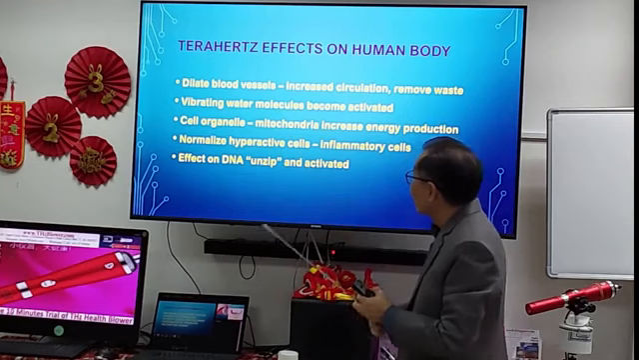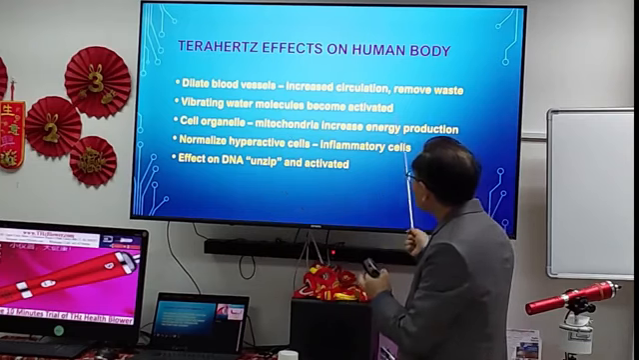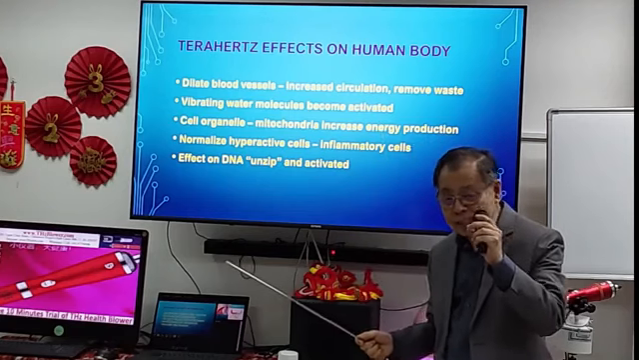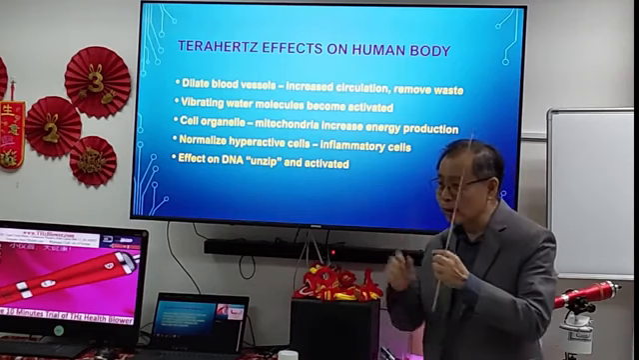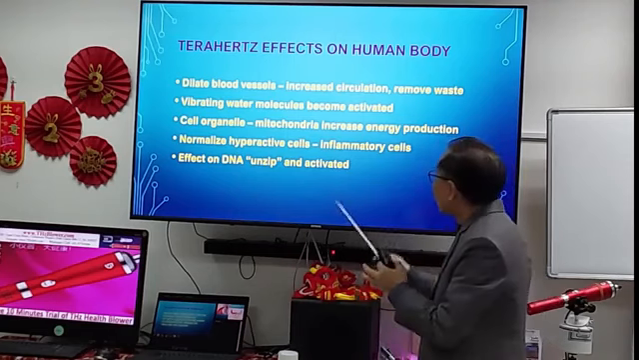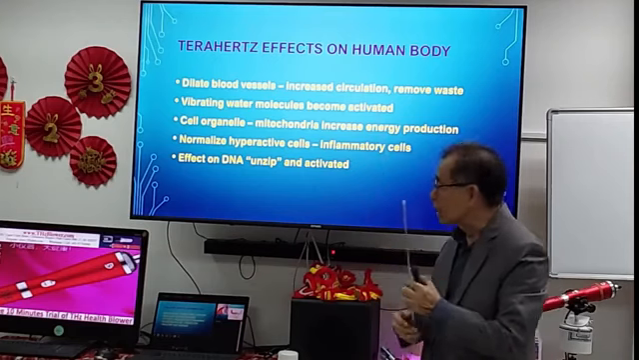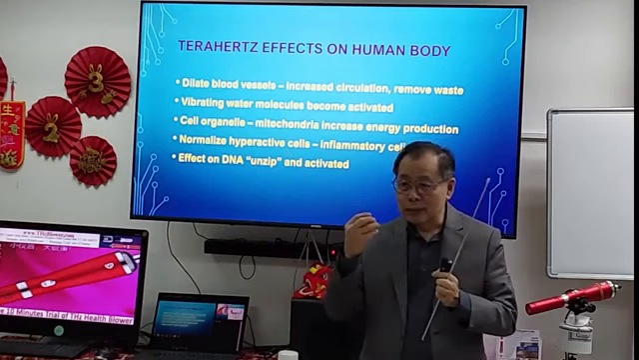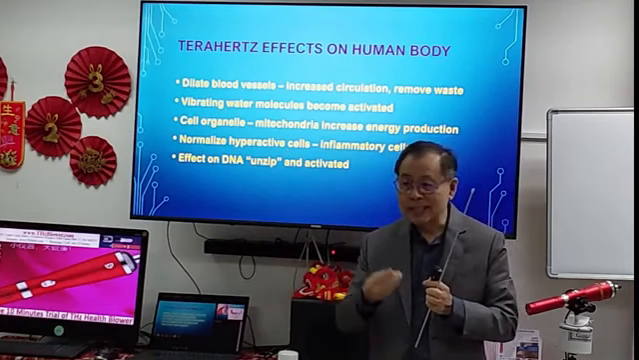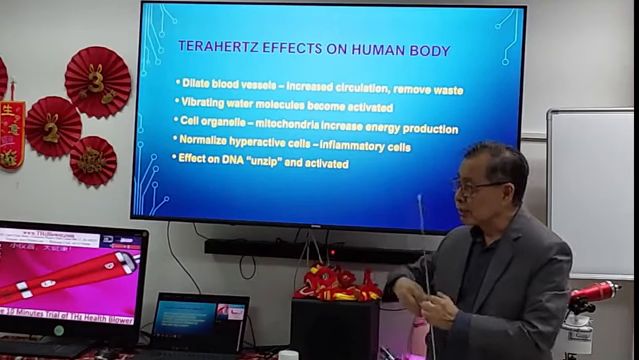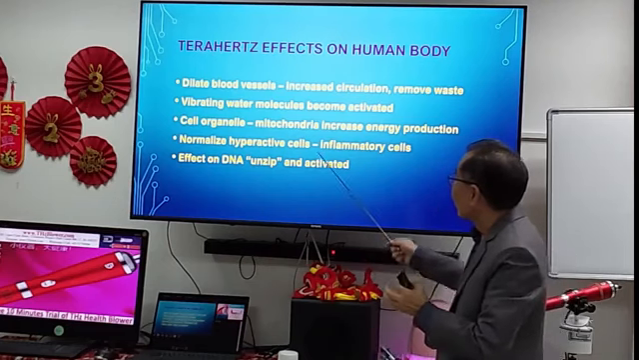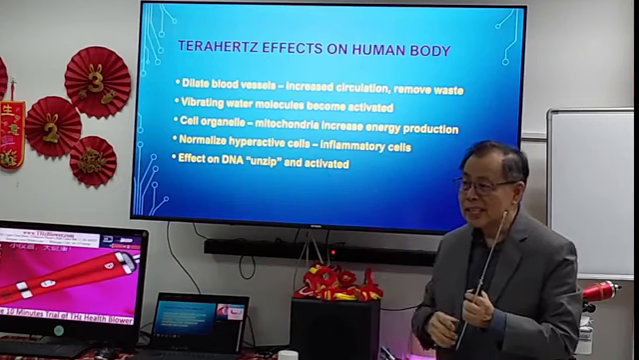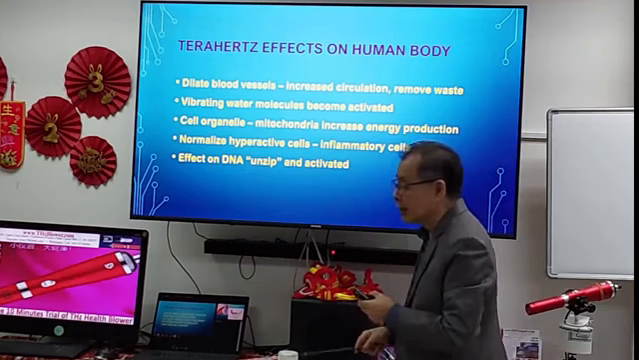And when you activate, molecules become activated. And inside the cell, there are factories of the cell. They are called mitochondria, small tiny things within the cell. And in the mitochondria, energy production takes place as well as a lot of other activities. And they are hyperactive cells. When you have inflammation, cells are hyperactive. Right? Too much energy, too much redness, swelling and all that. It can make it normal, reduce the inflammation. That's the ability of terahertz.